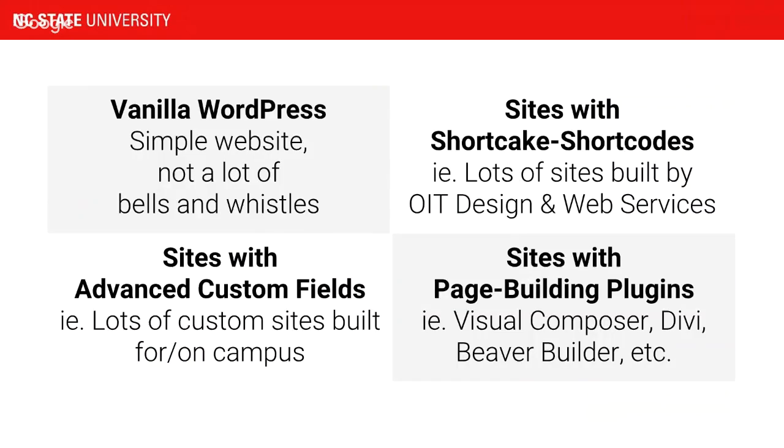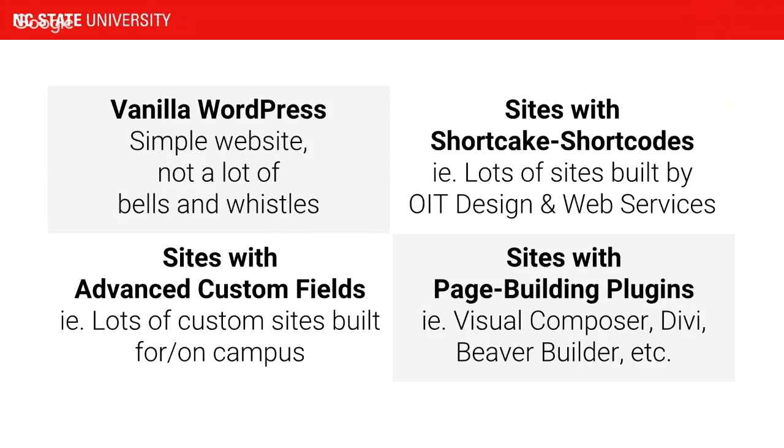So we've classified the way that you could have your site set up into four different categories. Vanilla WordPress, which is a simple website, not a lot of bells and whistles, which means this is a basic theme. You're not really changing the content editing experience very much. You have posts and pages, you write text, but you're not doing any crazy layout things. Maybe you have a Google Analytics plugin or something else that's not really going to affect the Gutenberg experience. You might also have sites with shortcodes, which is a lot of sites that we've built, which means you're using Shortcake and shortcodes to give a more WYSIWYG experience. And those are going to be in there.